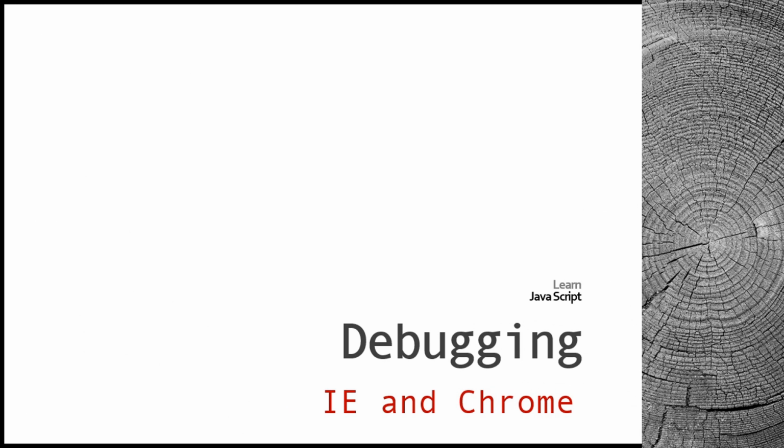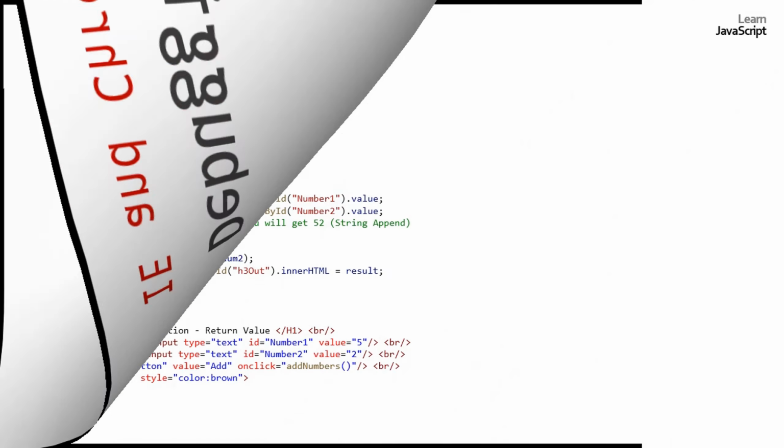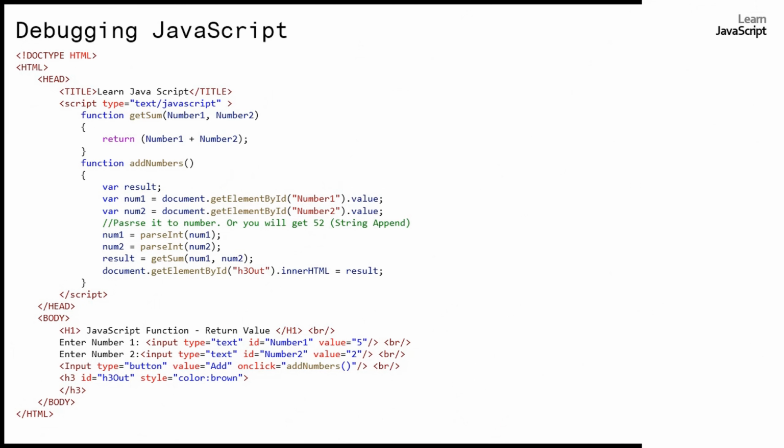Hi, in this video we are going to see how to debug JavaScript applications using IE and Chrome browsers. So we are going to debug this JavaScript. This JavaScript performs some function calls. We already saw this in our learning series. Now we will use this script to learn how to debug it using IE and Chrome.